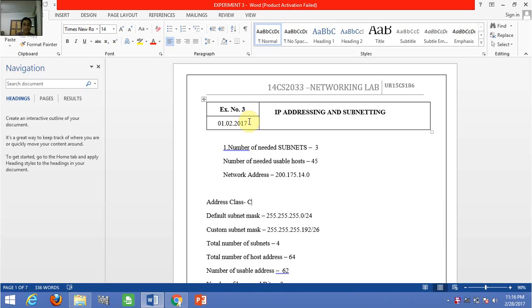So there are two types of IP addressing. One is IPv4 addressing and another one is IPv6 addressing. Here there are some questions which I'll be explaining how to solve.